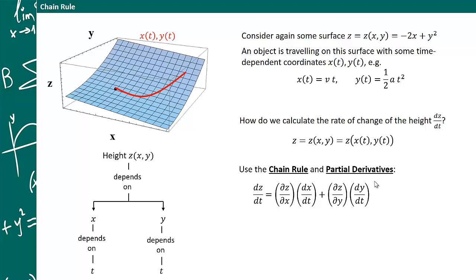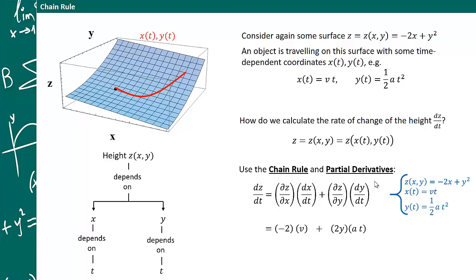Let's do the example here. So we know what z is as a function of x and y, and we know what x and y are as functions of t. So let's do these derivatives. So partial z partial x should give me minus 2. dx dt should give me just a v. So that's the first term. On the second term, partial z partial y will give me 2y. And the derivative of y with respect to t will give me a times t.